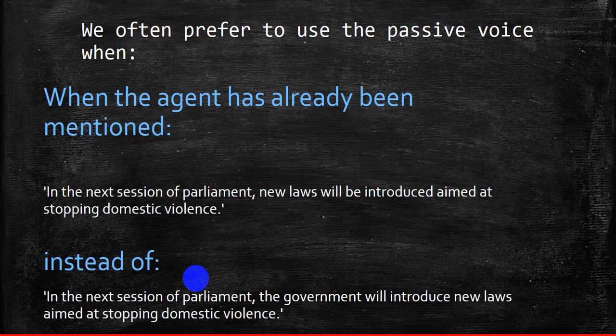And then we often prefer to use it when the agent has already been mentioned. In the next session of Parliament, new laws will be introduced aimed at stopping domestic violence. In the next session of Parliament, the government will introduce new laws aimed at stopping domestic violence. Mentioning Parliament makes it quite obvious that it's the government that will be introducing the laws.